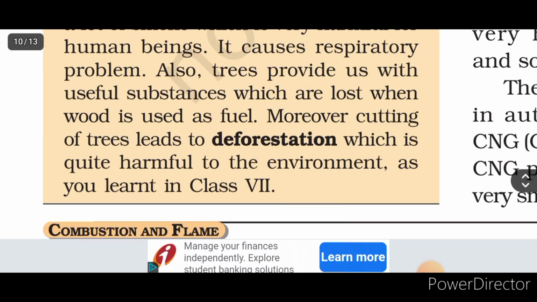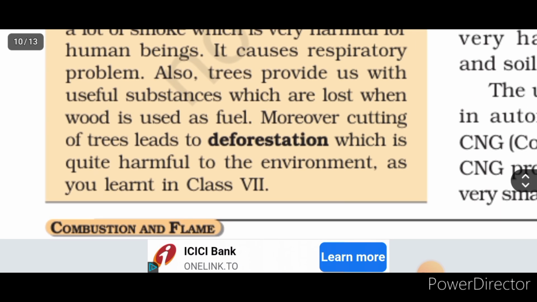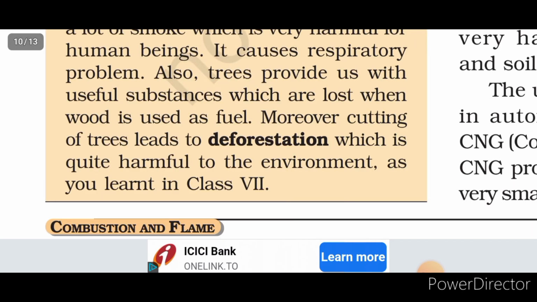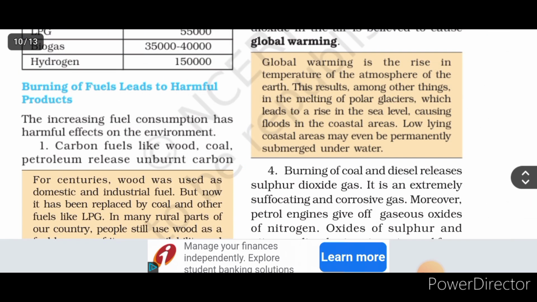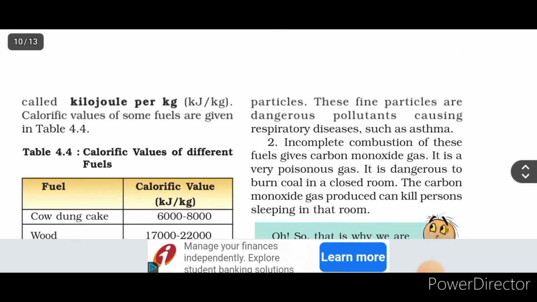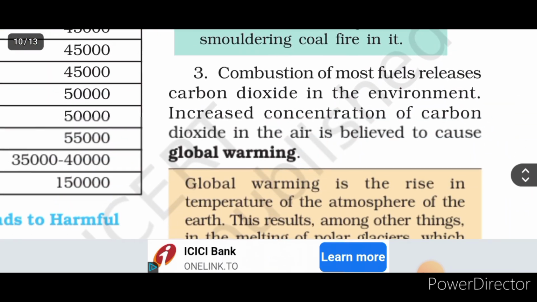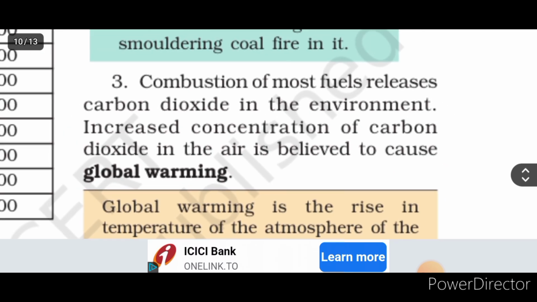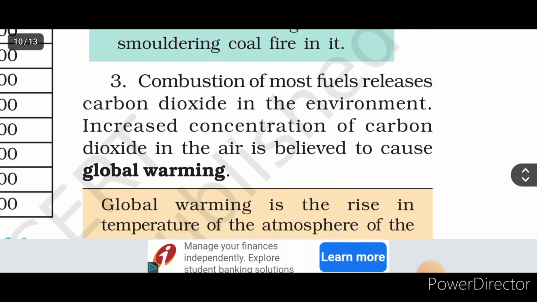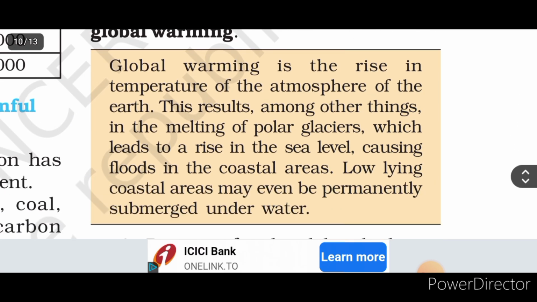Deforestation. Moreover, cutting of trees leads to deforestation, which is quite harmful to the environment. Global warming. Consumption of most fuels releases carbon dioxide in the environment. Increased concentration of carbon dioxide in the air is believed to cause global warming. Global warming is the rise in temperature of the atmosphere of the earth.